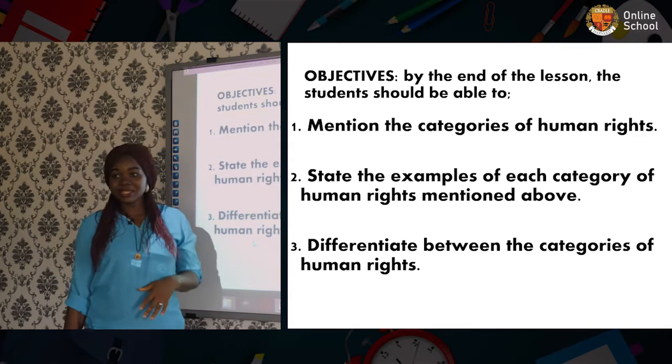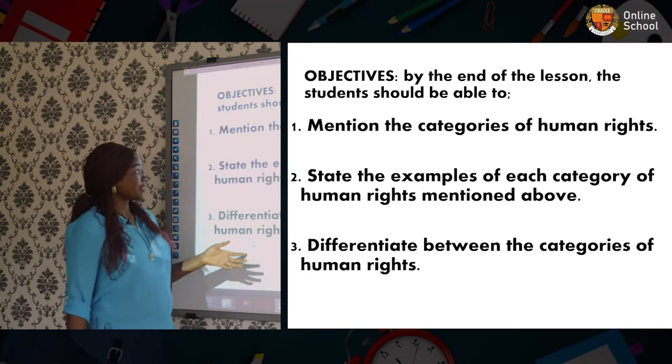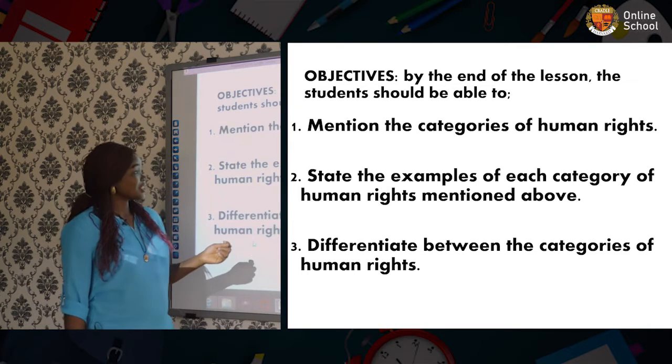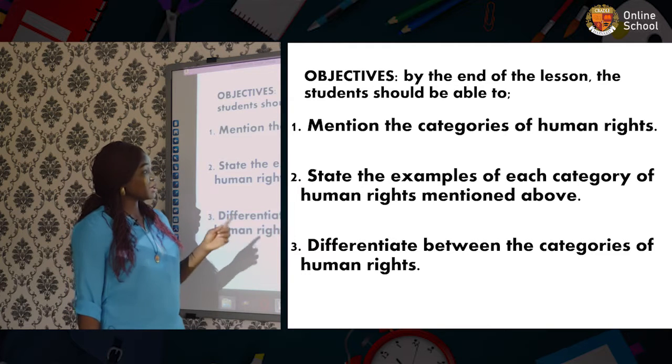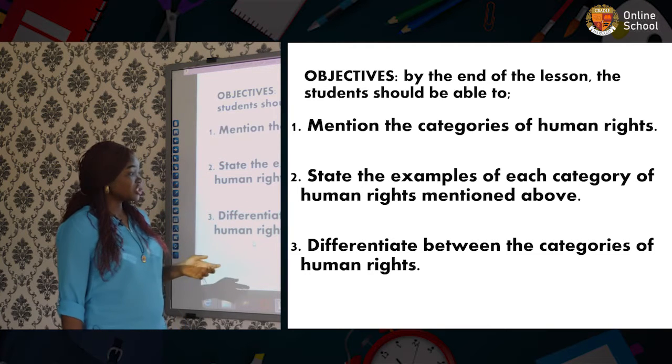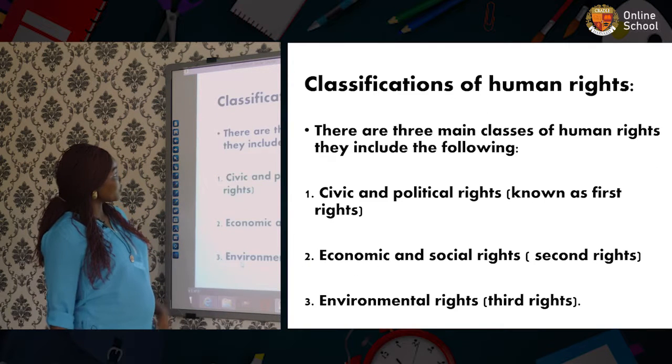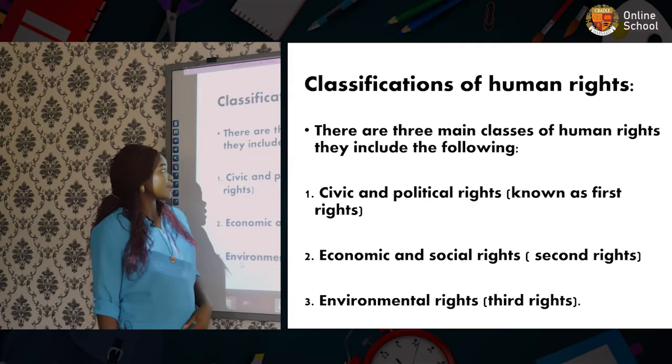And at the end of today's lesson, you are expected to mention the categories of human rights, state the examples of each category of human rights mentioned above, and differentiate between the categories of human rights. We'll start with the first one, which is classification of human rights.